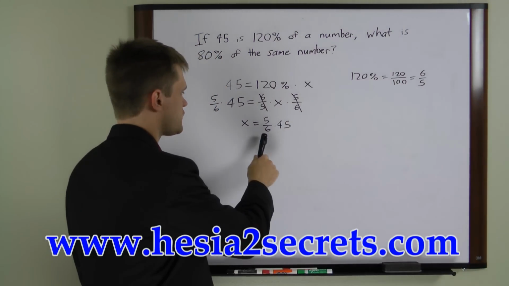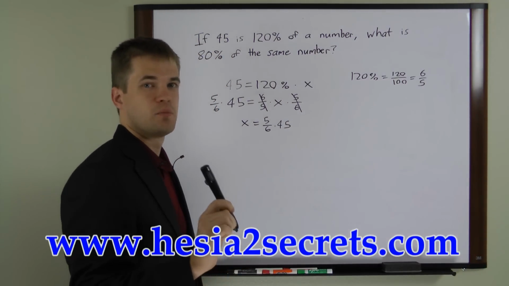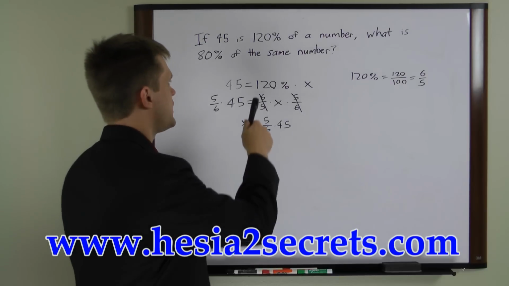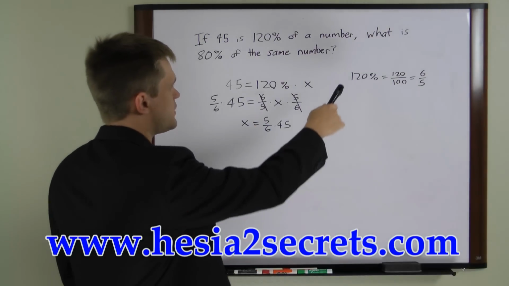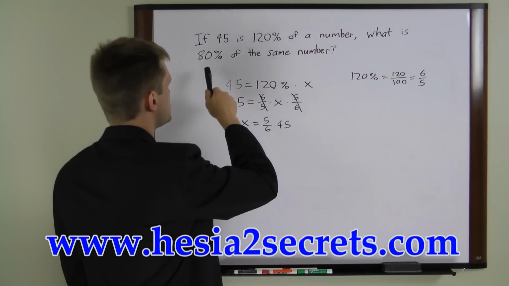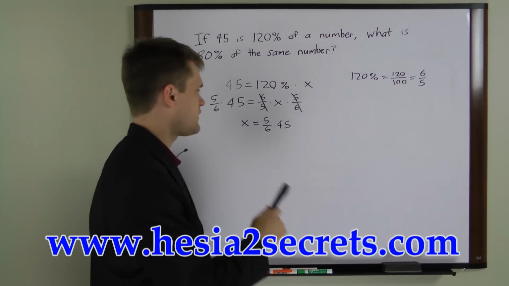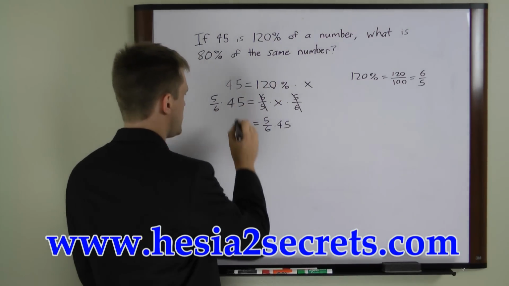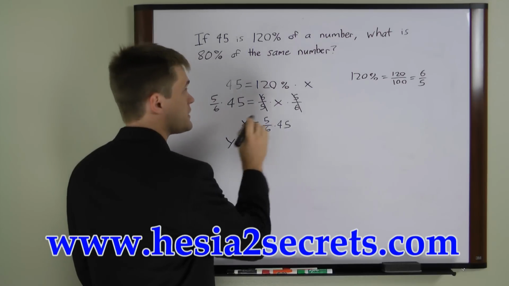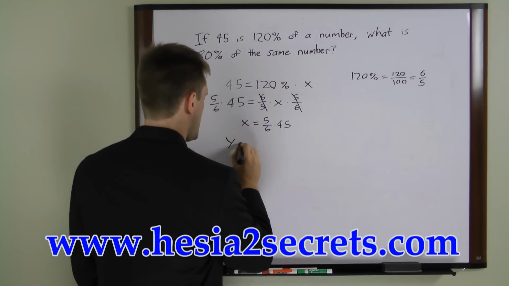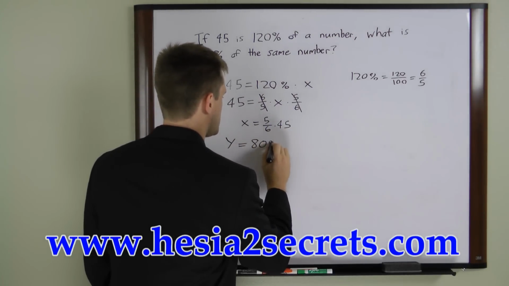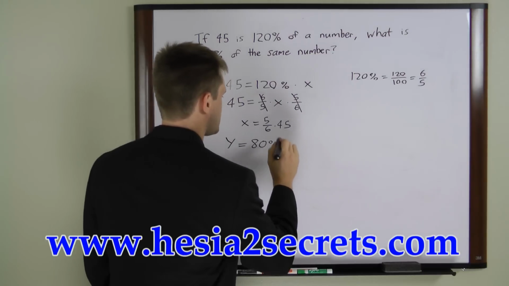Now this is actually as far as we need to go with this equation, because now we're going to plug the x into the next equation. The second part asks us what is 80% of the same number, or 80% of x. So this equation can be written where y is the number we're looking for. y equals 80% times x.